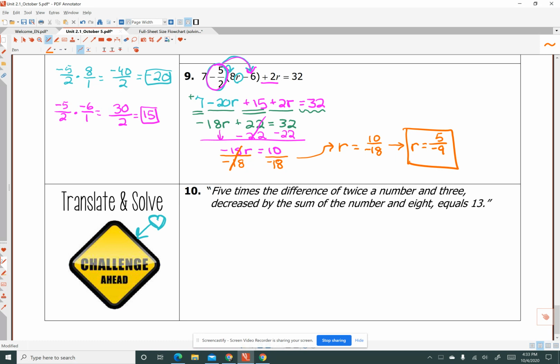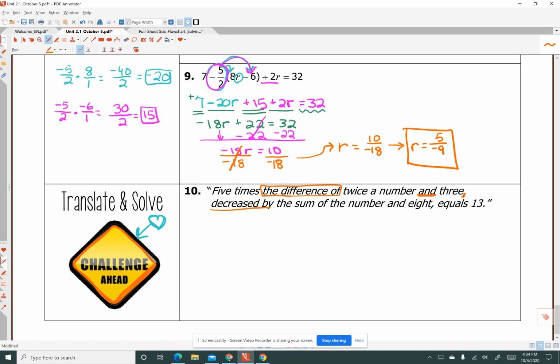So now we've got a challenge problem. We're going to translate and solve this language into the language of numbers, of algebra. So 5 times the difference of twice a number and 3. That's what I call one of those turnaround phrases. The difference of twice a number and 3. And this is tricky. This is not addition because it says the difference of. Okay, so now we've got a comma. Be mindful of that. Something else is going on.